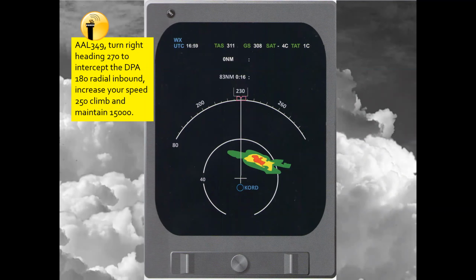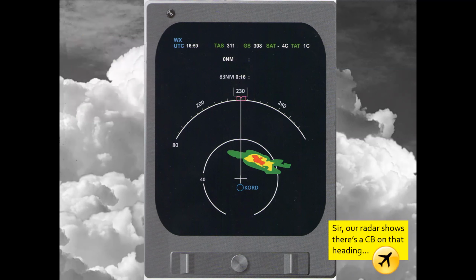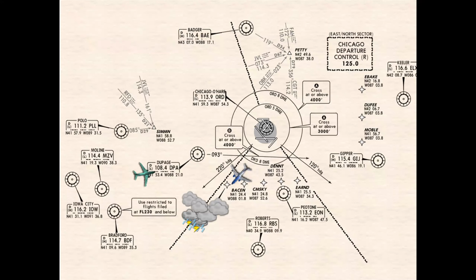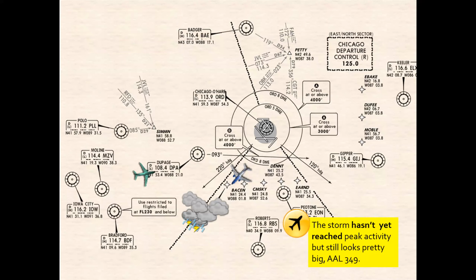Okay, American Airlines 249, turn right heading 270 to intercept GPA 180 radial inbound, increase your speed to 250, climb and maintain 15,000. Sir, our radar shows there's CBs on that heading. All right. Roger, my radar doesn't show the weather. How does it look? The storms haven't yet reached peak activity, but still look really big. American Airlines 349.